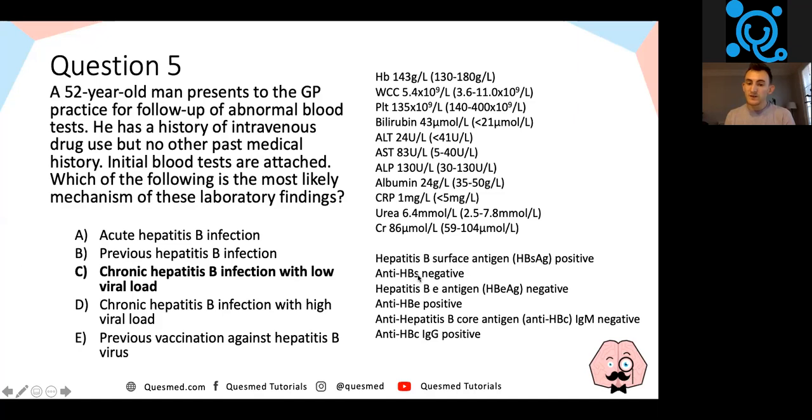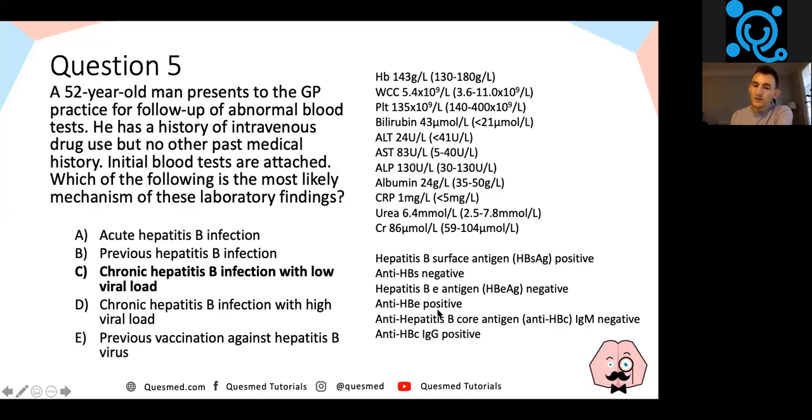The anti-hepatitis B surface antibody is negative, which means the infection hasn't been cleared. If we go down to the hepatitis core antigen, the IgM is negative and the IgG is positive. IgM negative means it's not an acute infection. If the IgM is positive, that's an acute infection. So IgM negative and IgG positive means it's a chronic infection.